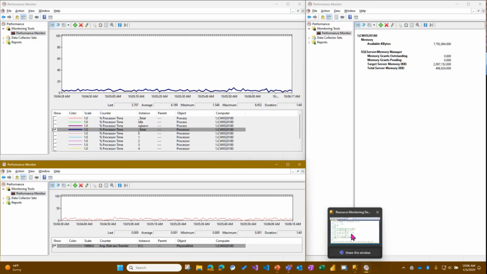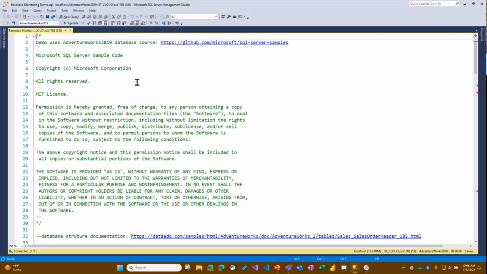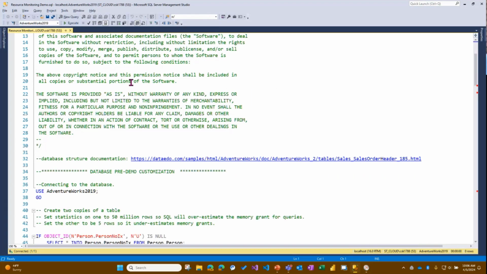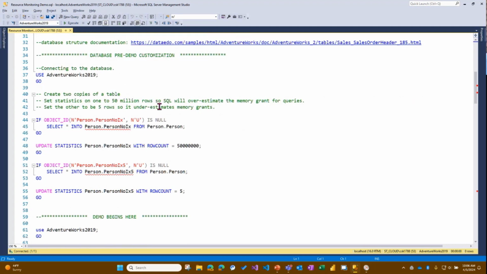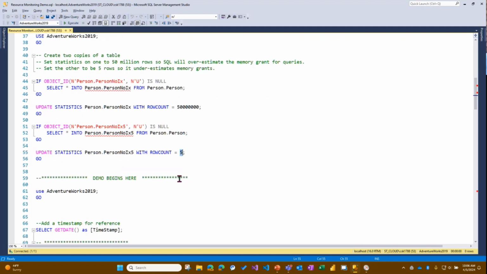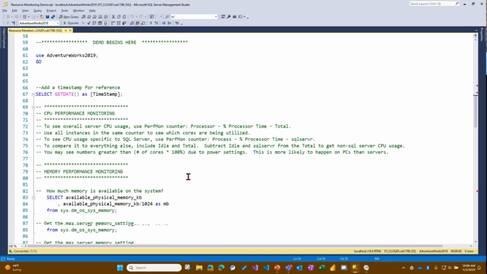But let's make these do something. So I'm using the AdventureWorks 2019 database. The only thing that I've done or modified in there is I've made a couple of copies of this table. One of them, the only thing that I changed on it is the statistics. So SQL Server thinks that there's 50 million rows, and another copy where SQL Server thinks there's only 5 rows. That's the only thing that I've changed in here if you want to recreate this yourself.